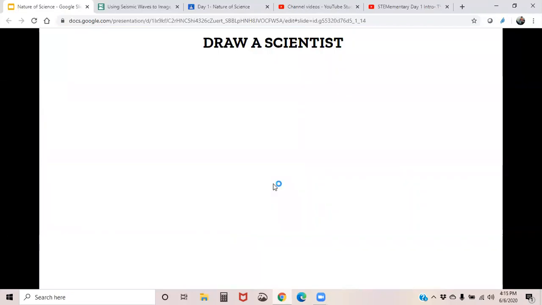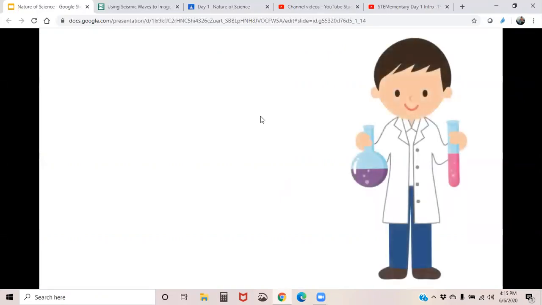All right, so one assignment that you might do with your students is to have them draw a scientist. Just give them a blank sheet of paper and anything that they want to color with, draw with, and ask them to draw scientists. And I bet you that a majority of your students are going to draw an image that looks very similar to this.